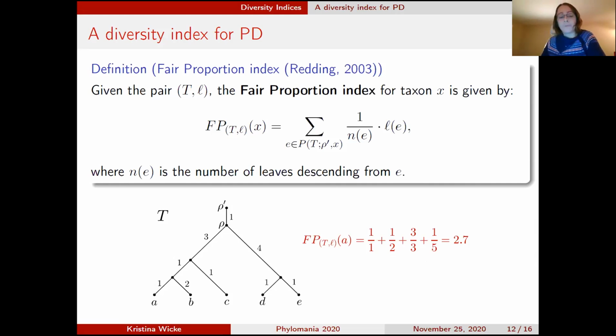And so the fair proportion index was defined by David Redding, and its idea is to trace back the evolution of a species and then divide each edge length on the path from the root to the species by the number of descending leaves.